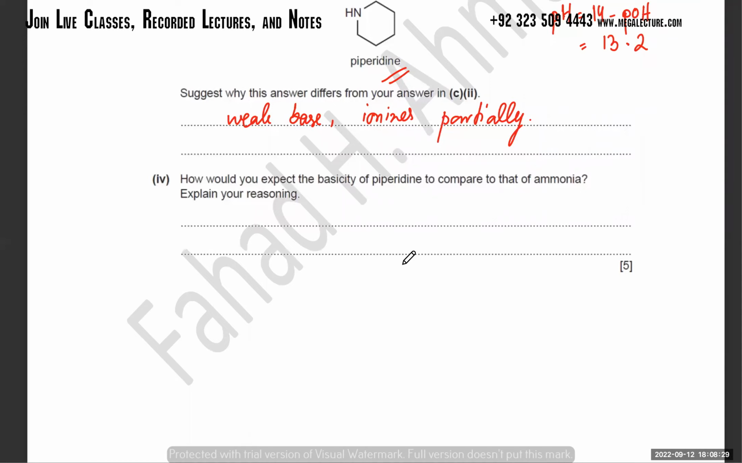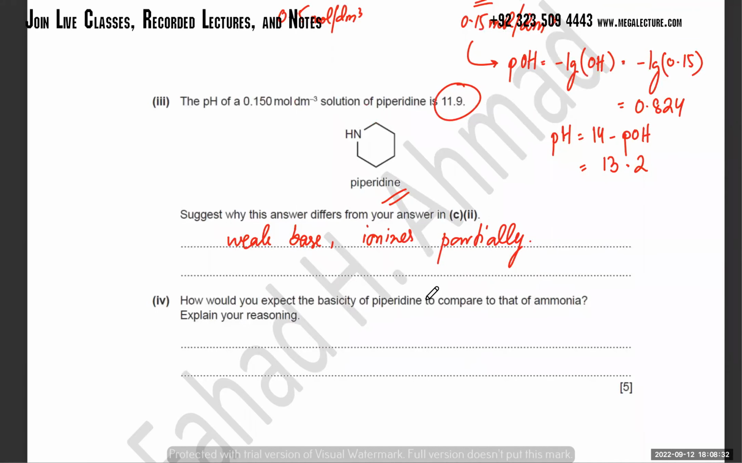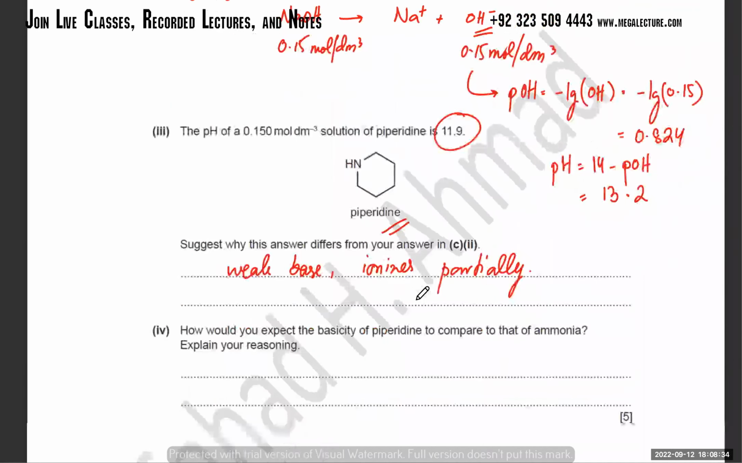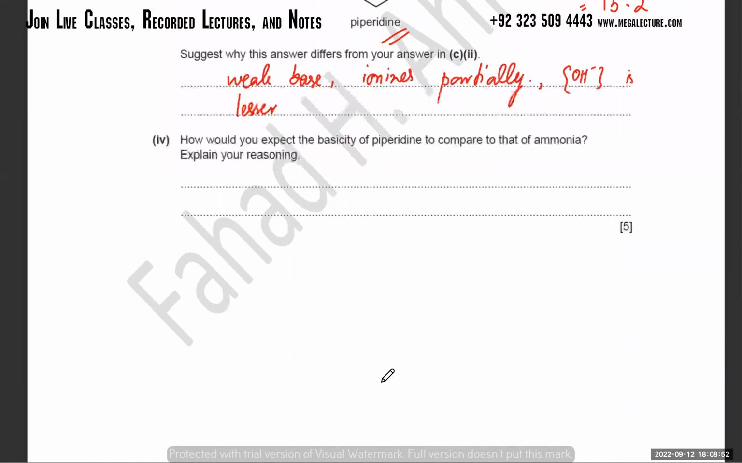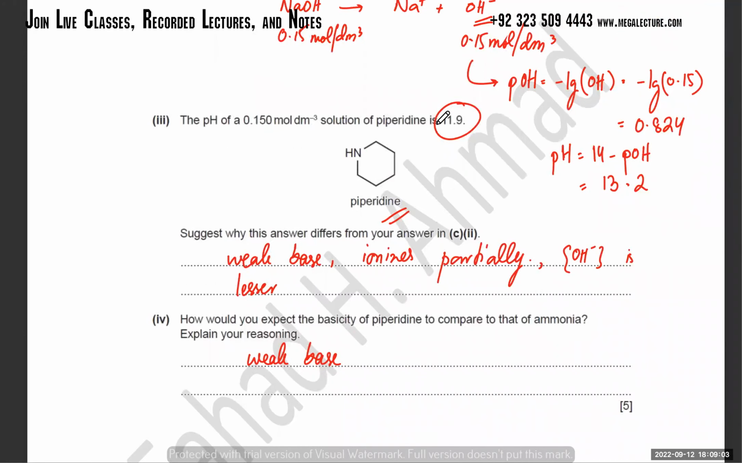What is the difference between the two, anyway? The only thing is, I think over here you just have to write that it ionizes partially, so OH- ion concentration would be lesser. And over here you're just going to state that it's a weaker base. Not really sure what the difference in the answers is. It suggests why the answer differs: it's obviously a weaker base, less ionization.